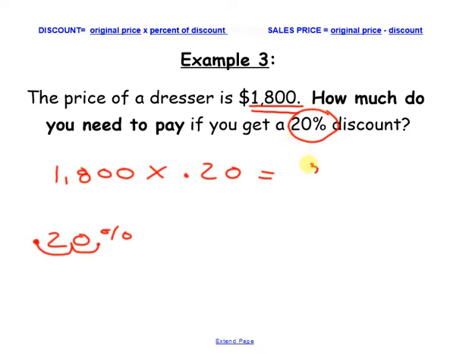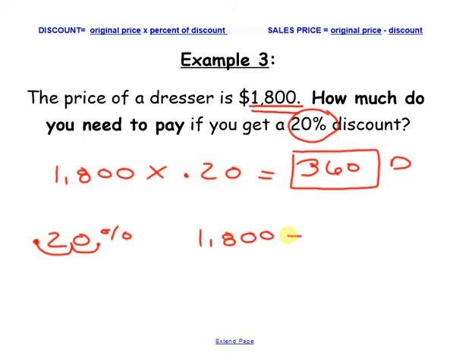You should get 360. Okay, I'm going to box that off, and I'm going to put a D next to it. That's the discount. That's how much money you're getting off. But it doesn't want to know the discount. It wants to know how much am I going to pay at the end. So I'm going to go back and take my original price minus my discount and go ahead and calculate that.